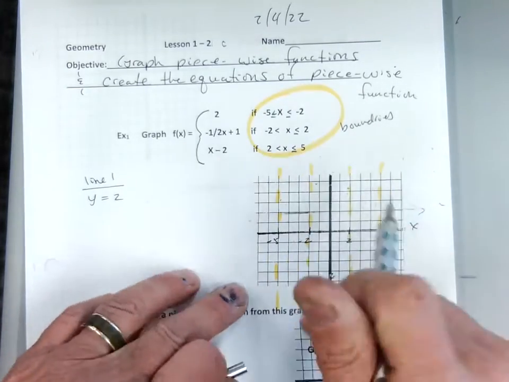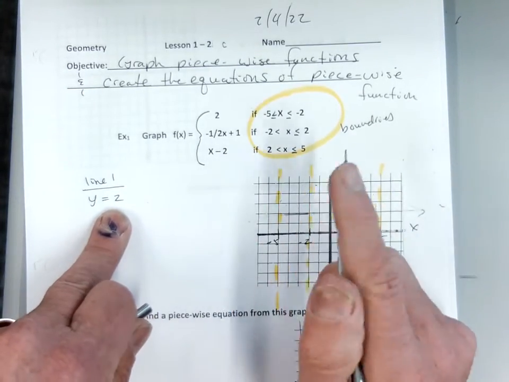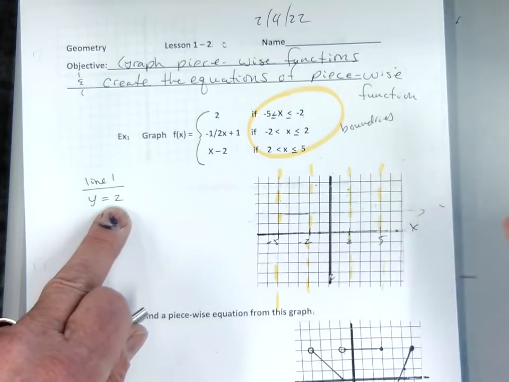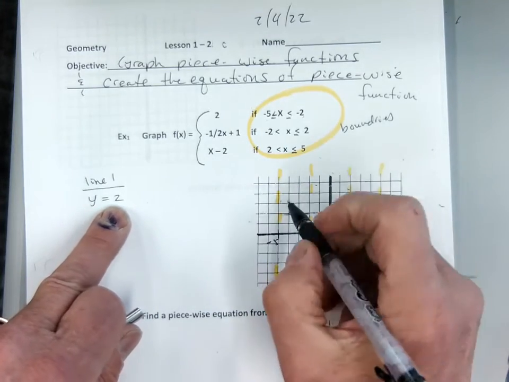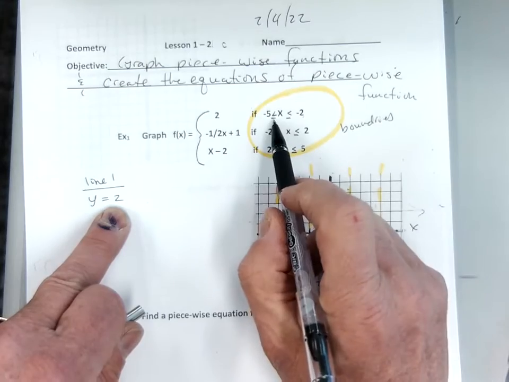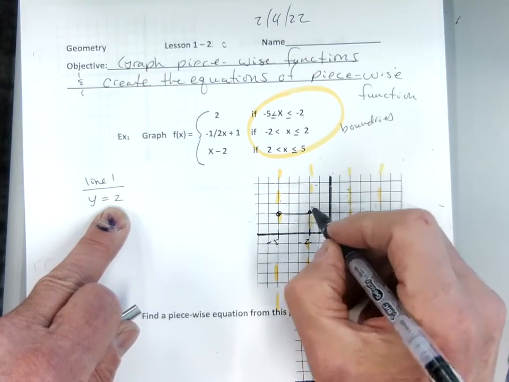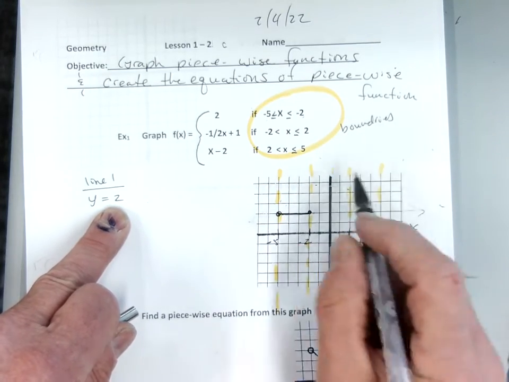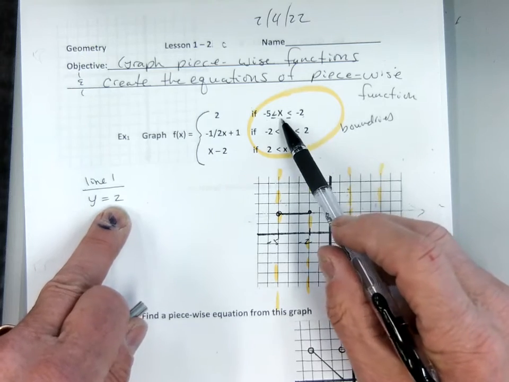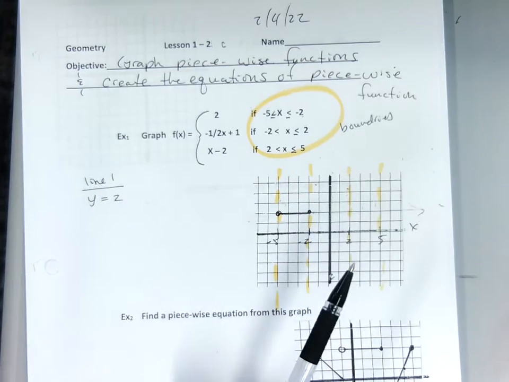So I put my y equals 2 line only between -5 and -2. Now, I'm also going to put a solid dot at -5 and a solid dot at -2 because it equals -5 and it equals -2.